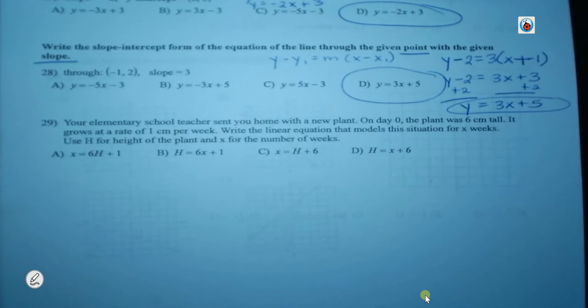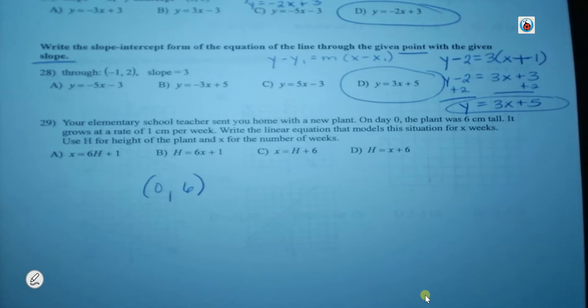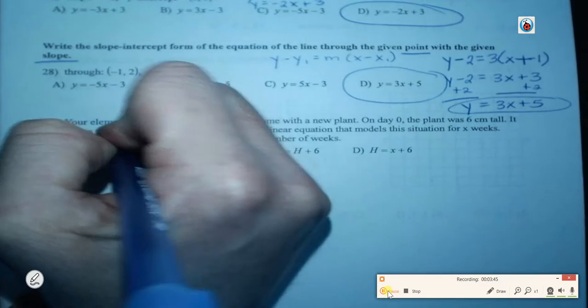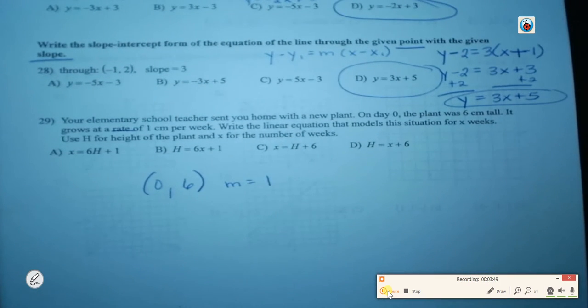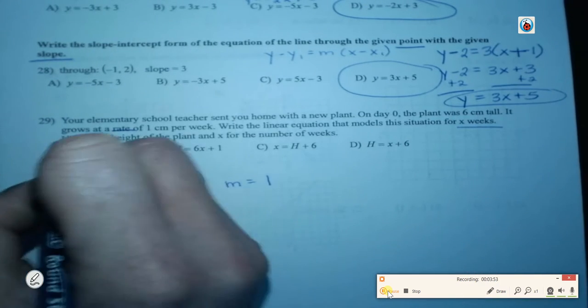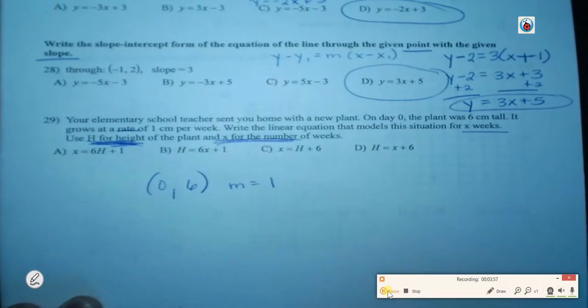29. Your elementary school teacher sent you home with a new plant. On day 0, the plant was 6 centimeters tall. That represents a point, 0,6. It grows at a rate of 1 centimeter per week. A rate means slope. Your slope is 1. Write the linear equation that models the situation for x weeks. Use h for the height of the plant and x for the number of weeks.